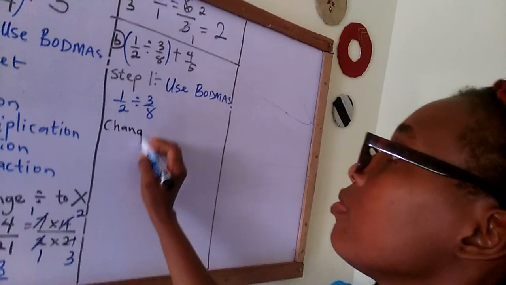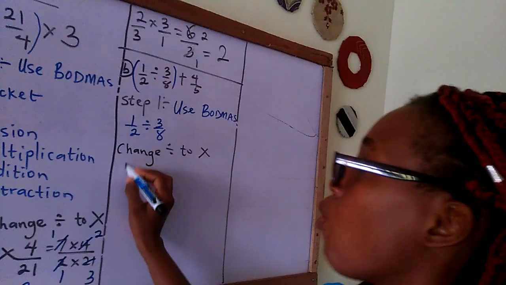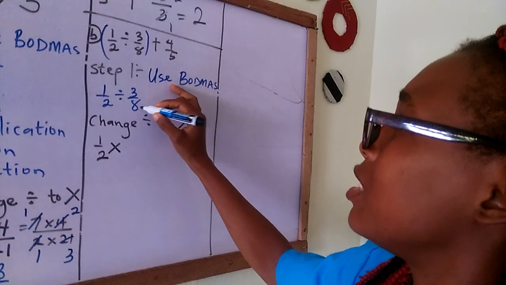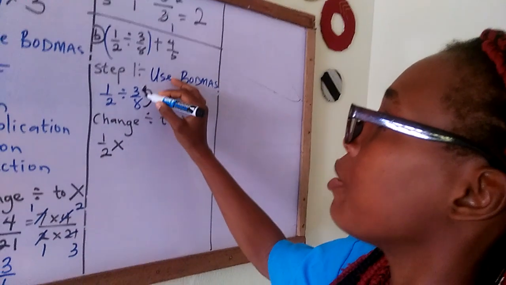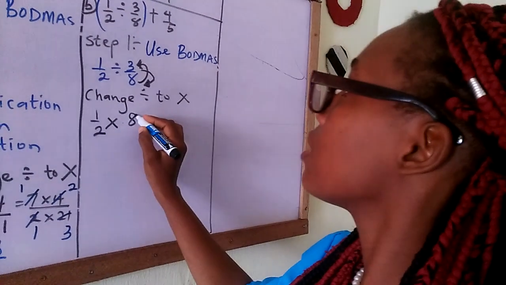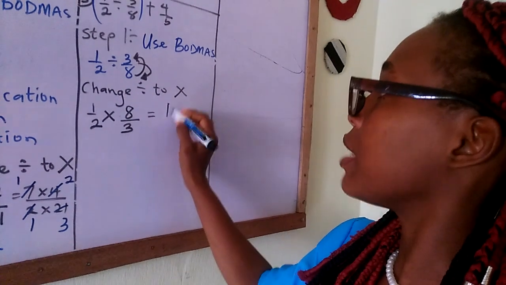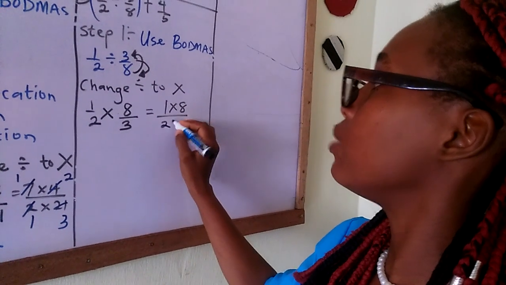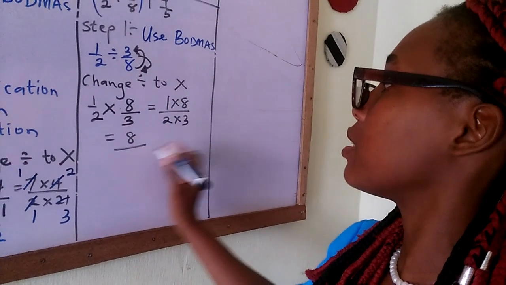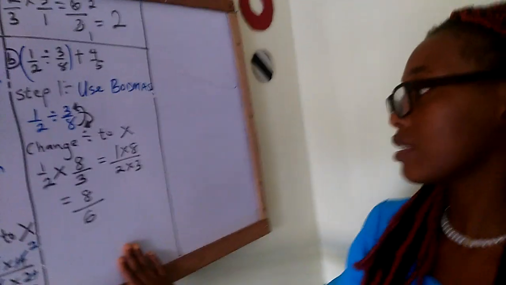Change divide to times. So you have 1 over 2 times, and the moment you change divide to times, the denominator goes up and the numerator comes down. And so we have our 8 over 3. So 1 times 8 over 2 times 3. 1 times 8 is 8 over 2 times 3 is 6. This is 8 over 6.